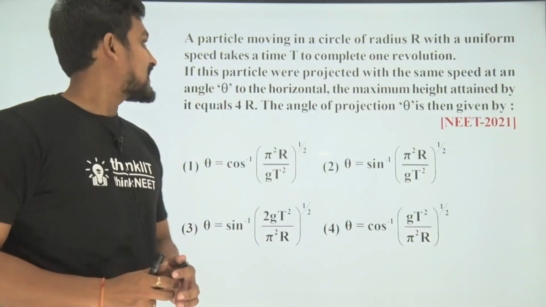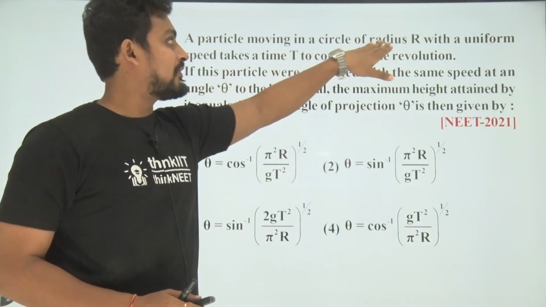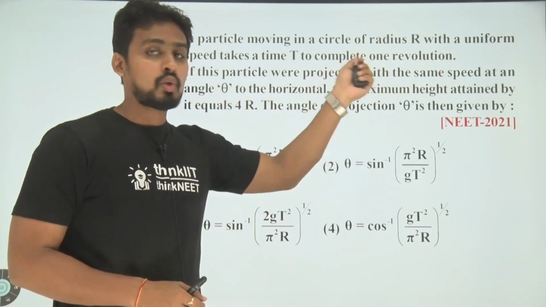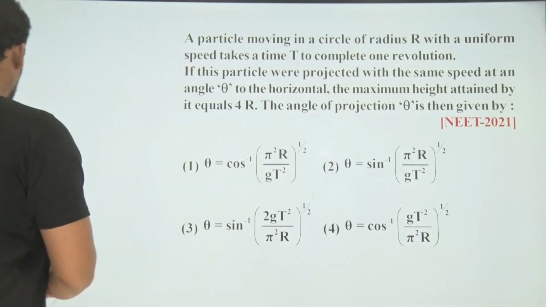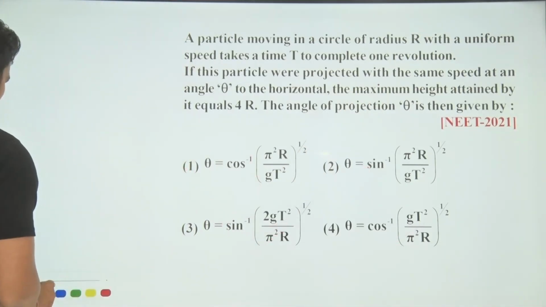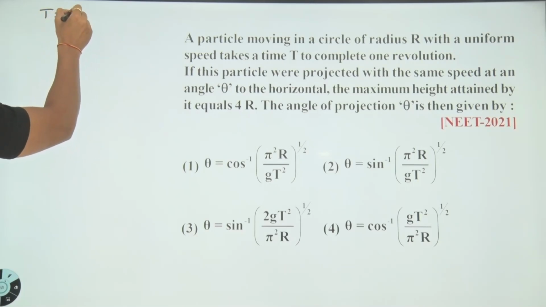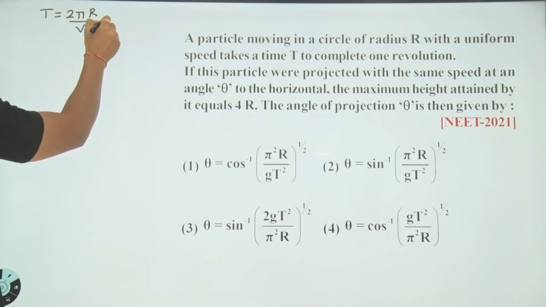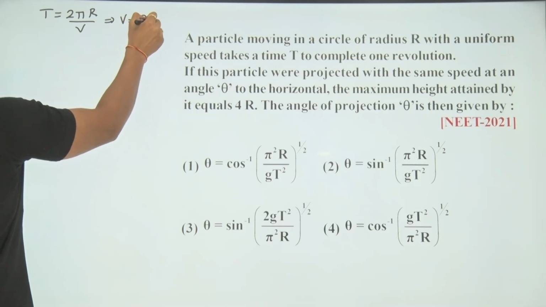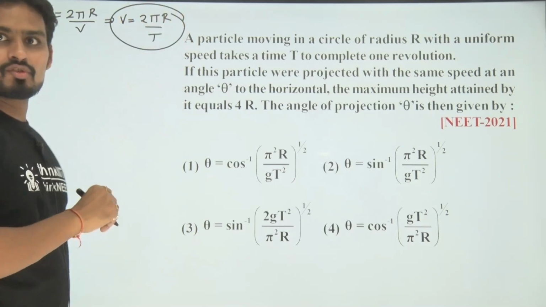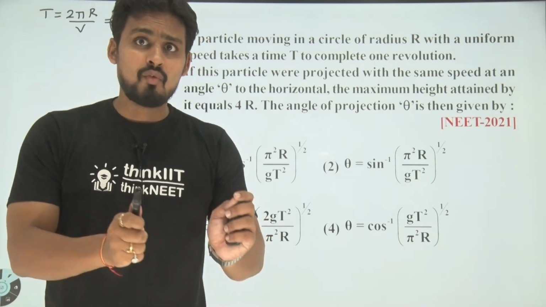Okay, so the question says that a particle moving in a circle of radius r with a uniform speed takes a time capital T to complete one revolution. So in this particular question, we are being told that the time period is given as 2 pi r by v, implies v is equal to 2 pi r by T. I hope this much is understood. So we have the value of velocity.